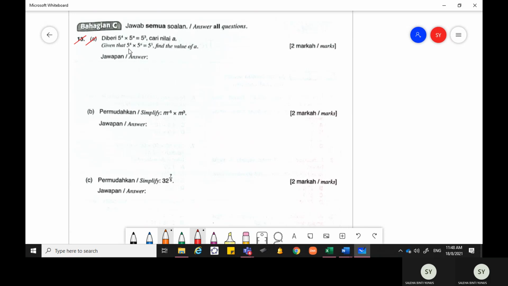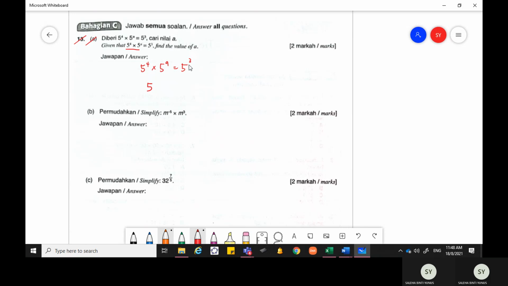So dekat sini kita ada multiplication rule. Okay, so bila multiplication rule, apa yang kita boleh buat adalah kita check dulu adakah base dia sama. So dekat sini base dia sama, base 5. Okay, bila base sama, apa kita boleh buat dengan dia punya index, kita boleh tambah. Okay, so daripada 2 base 5 tu kita boleh combine jadi 1. Kenapa kena combine? Sebab sebelah kanan ni hanya ada 1 je base 5.